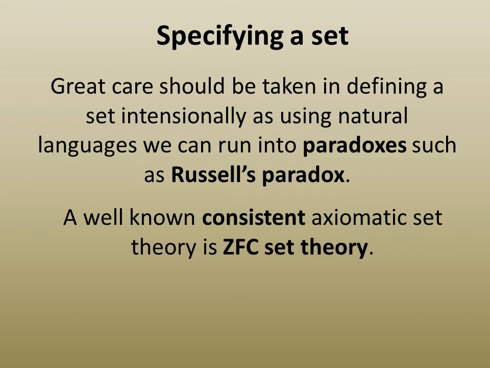Even more care is required in defining a set this way, as using natural languages we can run into paradoxes, such as Russell's paradox. There are consistent axiomatic theories on sets, the most well-known being ZF set theory with the axiom of choice. In this course we do not need this level of rigour, as with enough care it will not be an issue. To say that an object is an element of a set, this symbol is used.